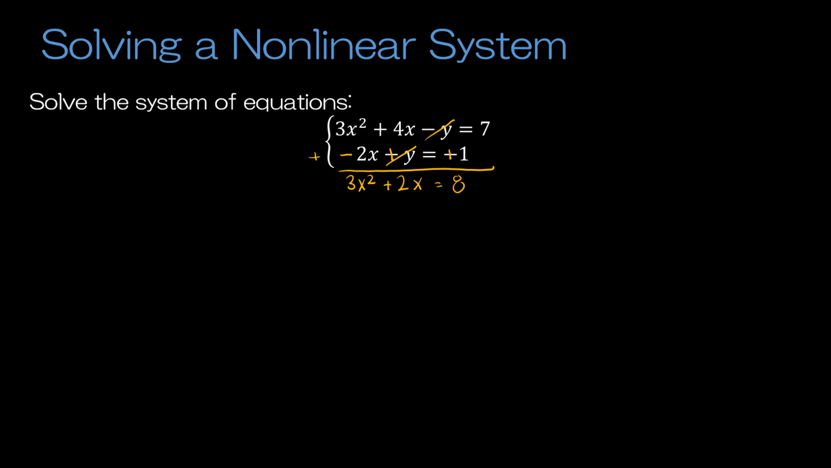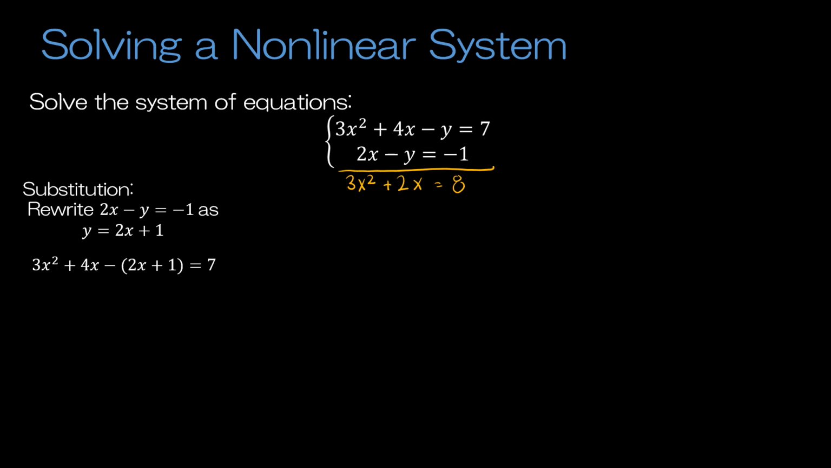But I used substitution instead. So I rewrote that second equation. I'm going to get rid of all of this except for that final part. Rewrote 2x minus y equals -1 as y equals 2x plus 1. And then I plugged that in for y in the second equation. And as always, be careful when you have a subtraction sign in front of something in parentheses. Make sure that negative gets distributed to everything.